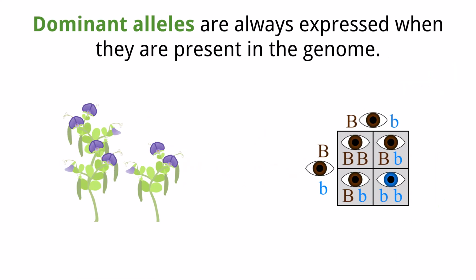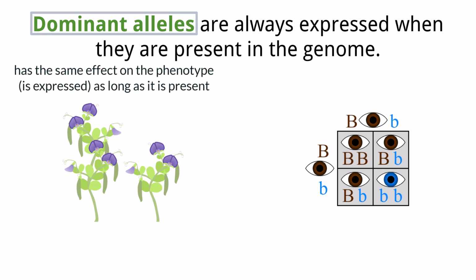We have used the terms dominant and recessive a few times so far in this video. Let us go a little deeper into what these terms mean. A dominant allele is an allele that has the same effect on the phenotype, whether it is with the same allele or a different allele. If the dominant allele is present, it is what is expressed.